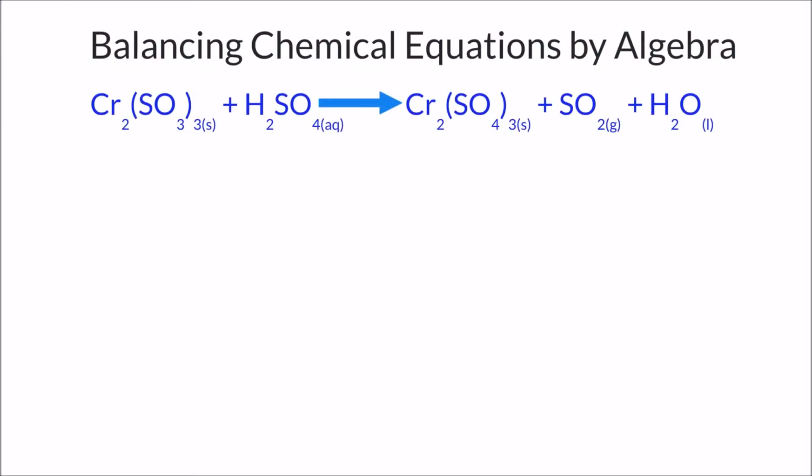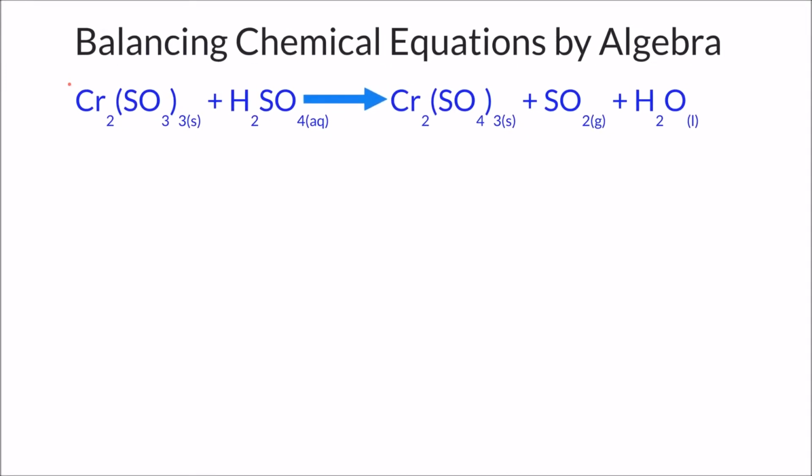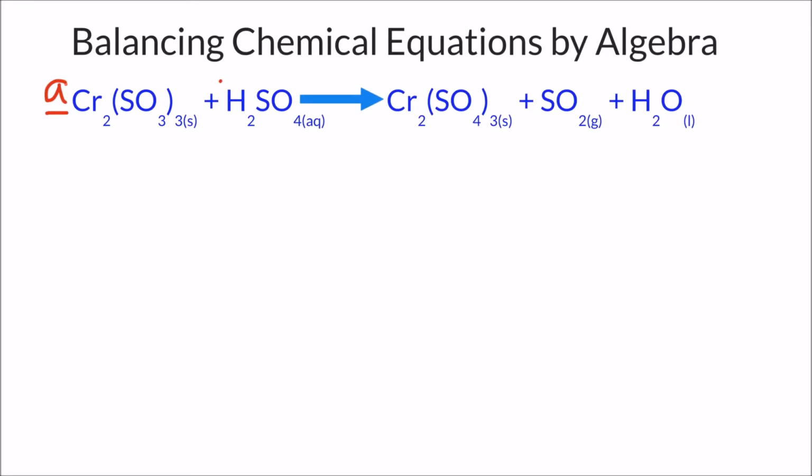Okay, so today we're going to talk about a little bit more complex balancing with chemical equations with algebra, and then we're going to talk about how to do it with matrices instead of algebra. So we're going to begin as we always do, where we put our variables in front of the different compounds. And then we're going to write equations for each of the elements in the compound.